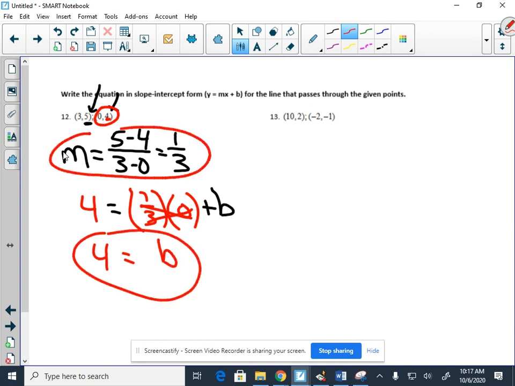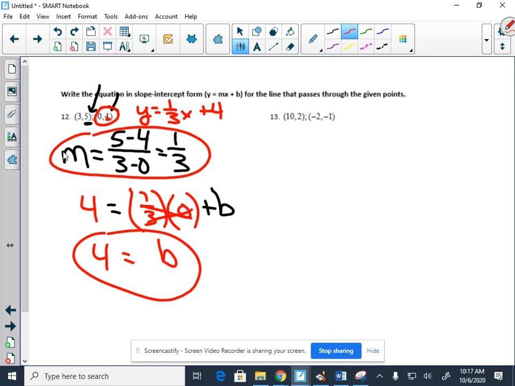Anything times 0 is 0, so 4 is b. You now have m, you now have b, so you have to write the equation. So how do I write the equation? Y equals 1/3 x plus 4. Okay, everybody remember doing that?